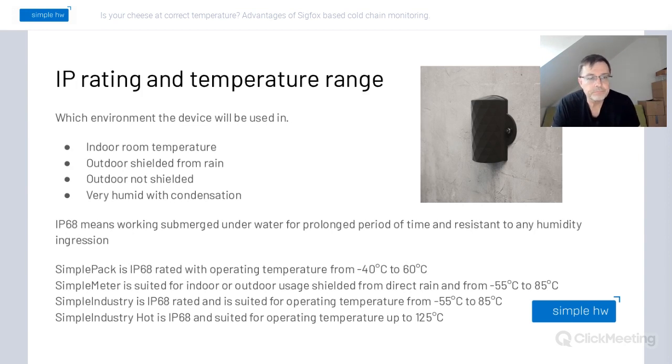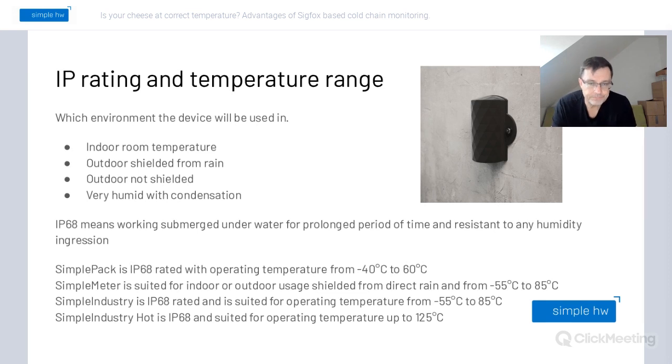The smallest one from the sample pack is IP68 rated, but goes only from minus 40 to 60 degrees because it's ABS plastic. If I go with SimpleHW, which is an indoor temperature meter, it needs to be shielded from direct rain because it contains holes for air circulation.